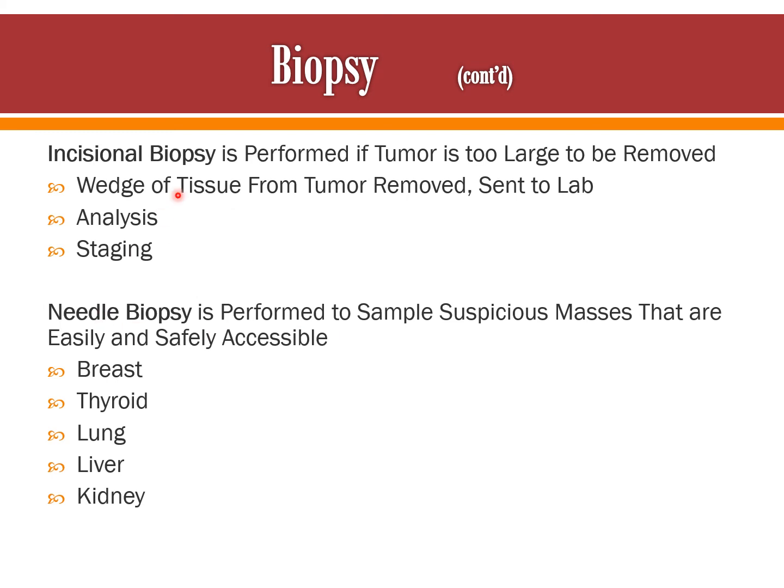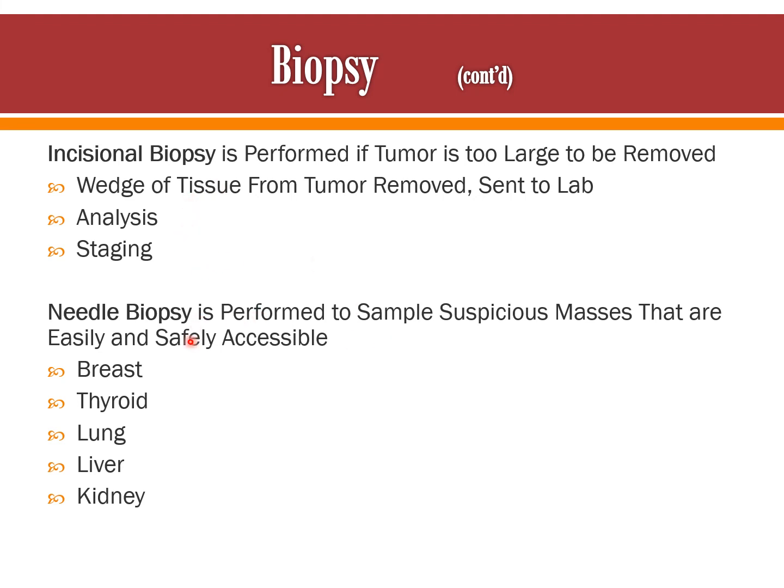Biopsies can also be described as incisional. For this, it's when the tumor is too large, right? It's too big to be removed. So what they're going to do for this one is get a bigger piece taken out. It could be a wedge of tissue from the tumor that is removed and then sent to the lab. They look at it closely, analyze it, and stage it.